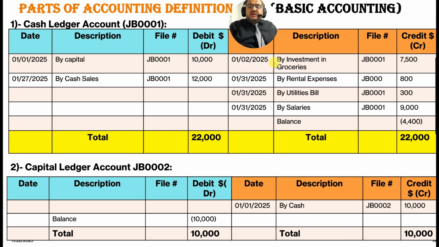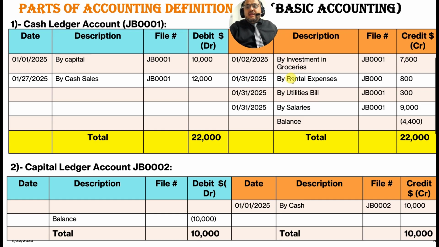On January 2nd, 2025, the JB brothers went to the wholesale market and purchased $7,500 of groceries out of $10,000 cash. Here remains $2,500 out of 10,000. They purchased how much? 7,500. Why did we record this on the credit side? The reason is that cash was decreased, and a decrease in assets is recorded as credit.